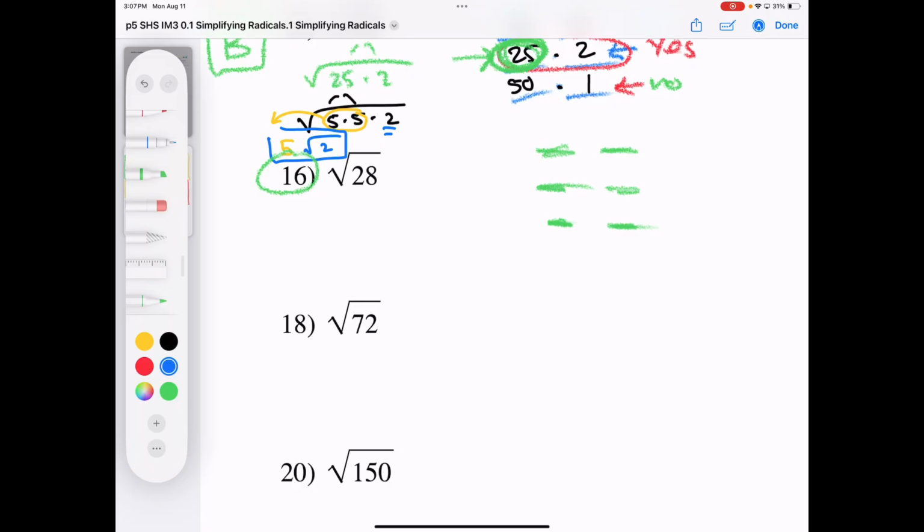Brandon, tell me a pair. 16. Tell me the pairs. 1 times 28. Yes. 2 times 14. 4 times 7. Brilliant, awesome. Which one are we going to pick and why? 2 times 4. 7 times 4.